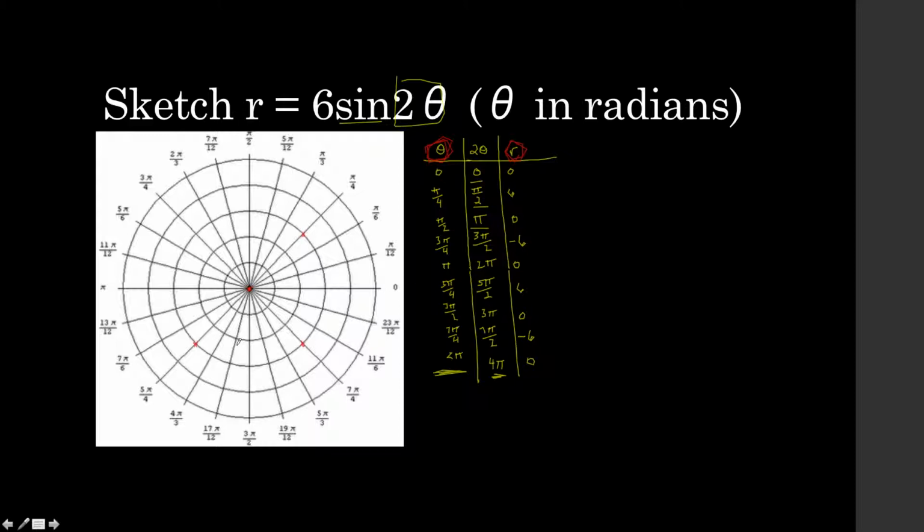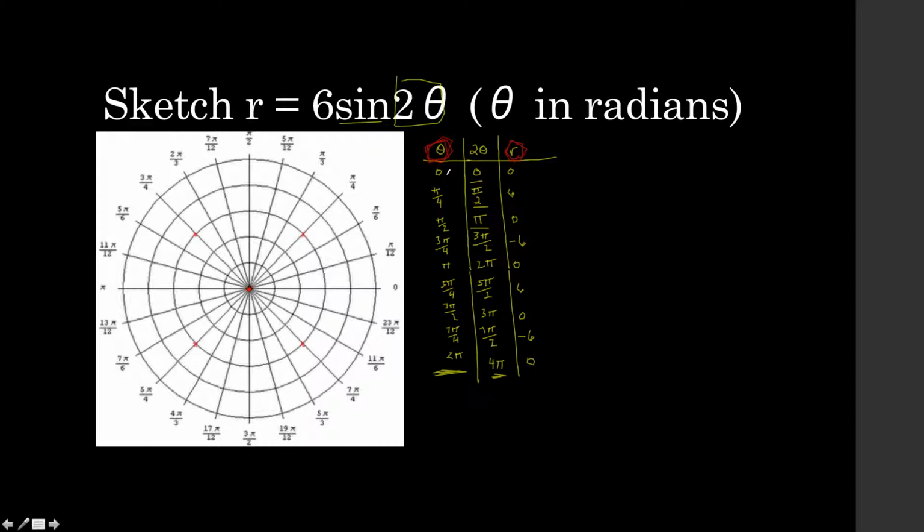3 pi over 2, 0, that's back right there. 7 pi over 2, or excuse me, 7 pi over 4, and then we go back to negative 6, so that's going to be 2, 4, 6. Now I want you to notice what we're doing here.